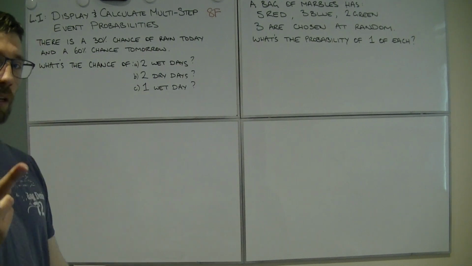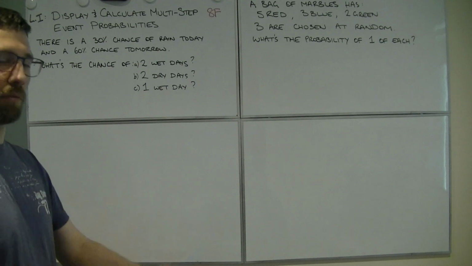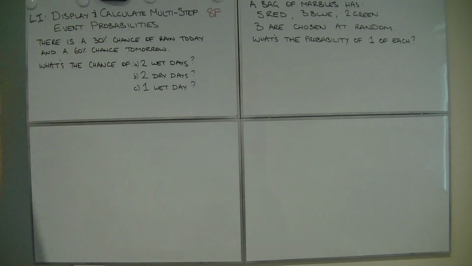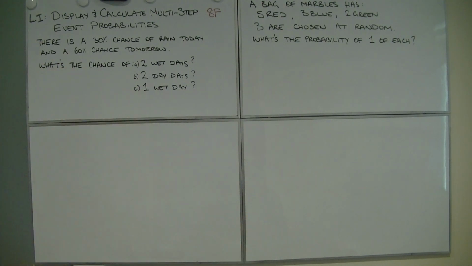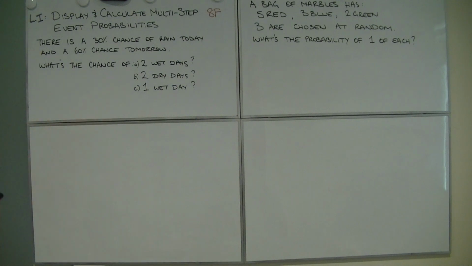However, if I roll 2d6, I can think of that as rolling 1d6 twice. So that would be a multi-step event. Okay, so got some examples to go. There's a 30% chance of rain today, and there's a 60% chance of rain tomorrow. And we're going to assume that if it rains today, it doesn't affect rain tomorrow, which may or may not be valid, but it's my example, so I'll do what I want. Okay, what's the chance of 2 wet days, 2 dry days, 1 wet day over the next 2 days?